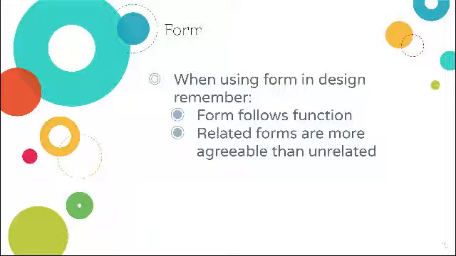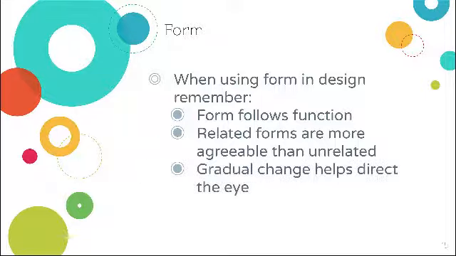Related forms tend to be more agreeable than unrelated. So if you use a lot of realistic forms and then you throw something abstract in there, sometimes they don't agree real well. A gradual change is also easier on the eye. So if you have things that are different forms, you may want to have a gradual change and not a very stiff change from one room to another.